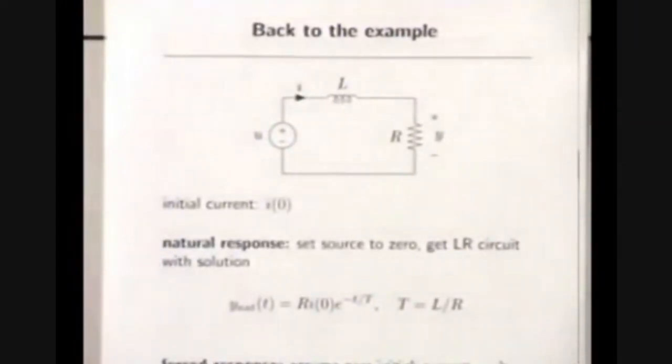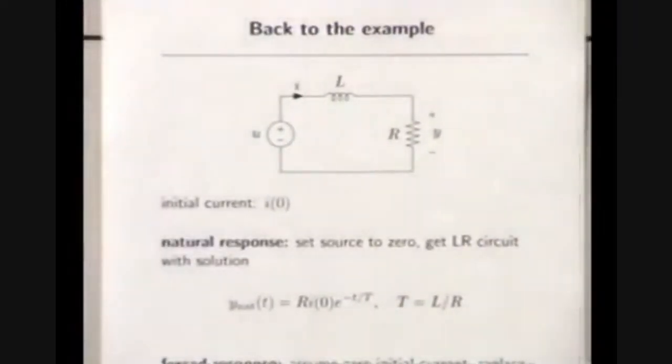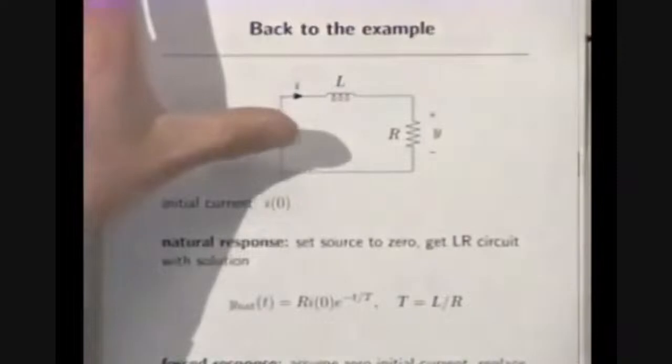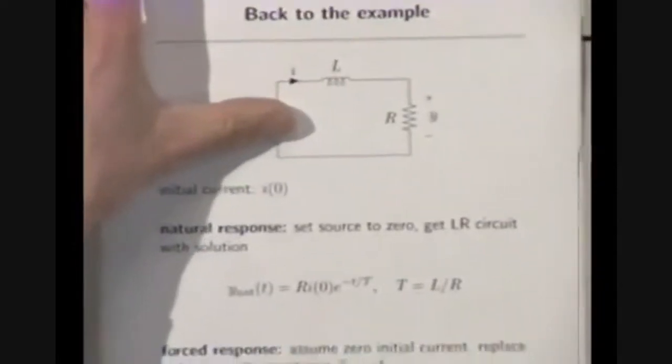So if we go back to that simple example from before, to find the natural response, you set the source to 0, so that becomes just a short, and it's a series RL circuit. You know exactly what the solution is. The solution is simply that the current decays exponentially, like I of 0 e to the minus t over capital T. You multiply by R to get the voltage, and that's this. Okay? So that's the natural response.